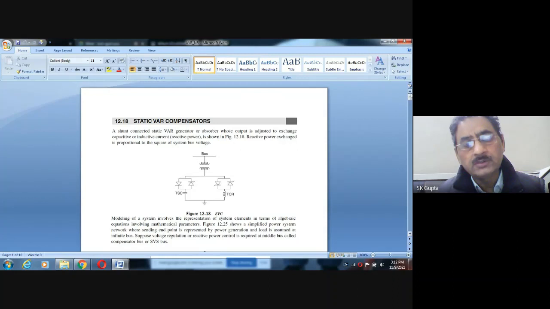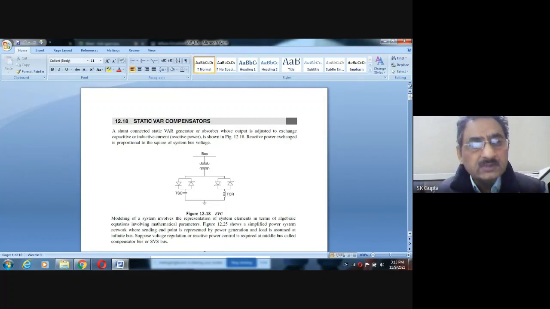At the AVR, P is 0. Active power is not there. Only that much reactive power is supplied which is required to maintain the constant voltage at that bus. So P is 0 and V is, for example, 1 per unit, so it can be like a PV bus.